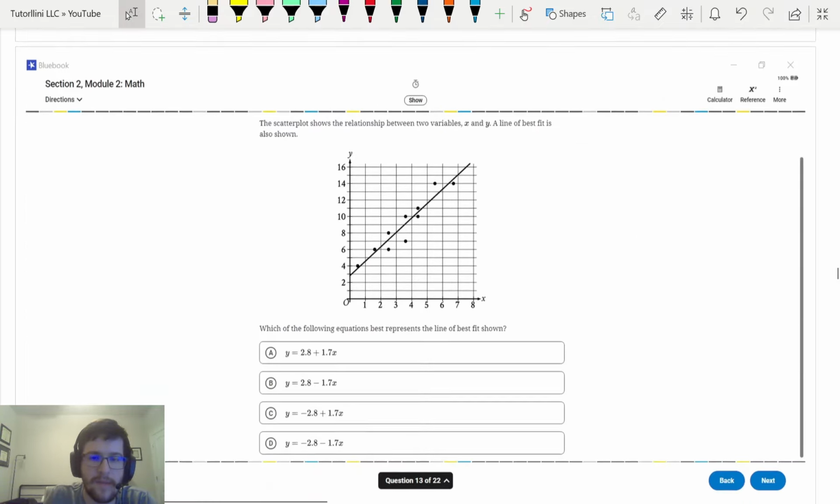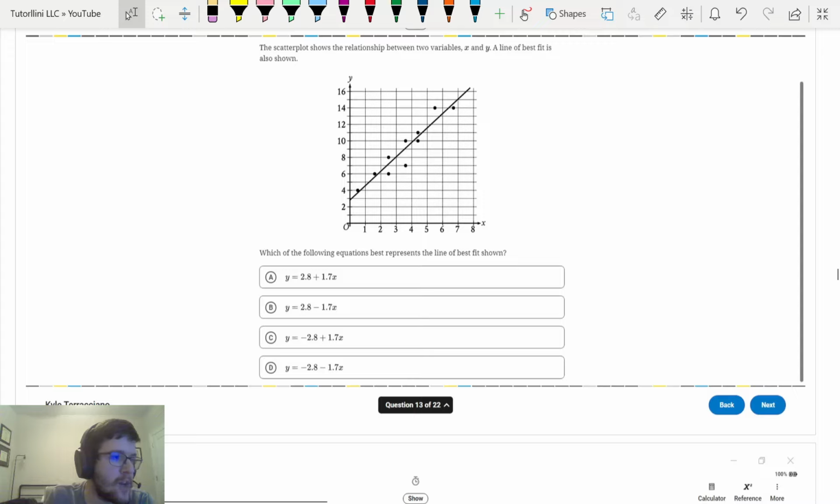All right, let's keep going. Okay, these ones, I always check the y-intercept first. The y-intercept is positive 3. And I see right away that these choices have the incorrect y-intercept. They have a negative y-intercept, which can't be right because it's positive. So these are wrong.